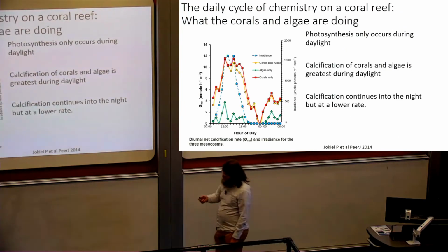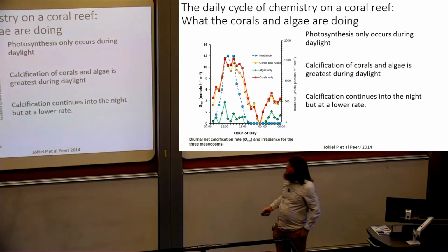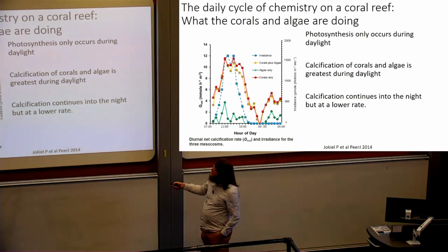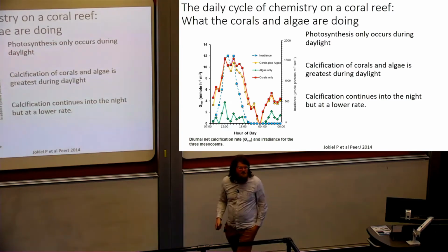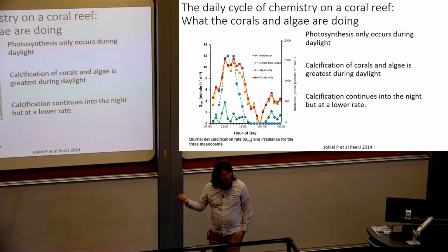So these are some data from an experimental site, so they're not truly natural. But what we've got here is, in the blue, the irradiance, so that's how sunny it is, and time along the bottom. So in the daytime it's sunny, and in the nighttime it's not. Not groundbreaking research there.